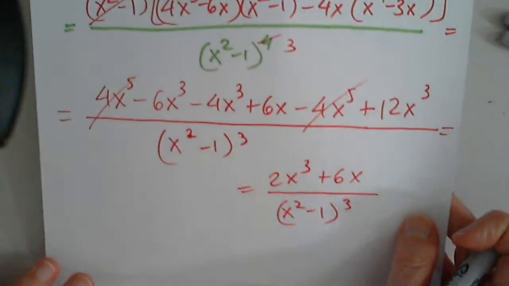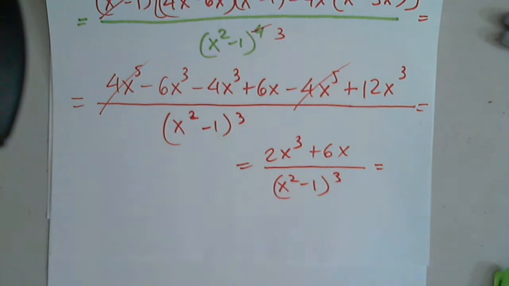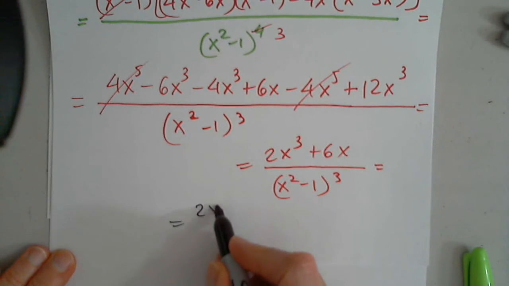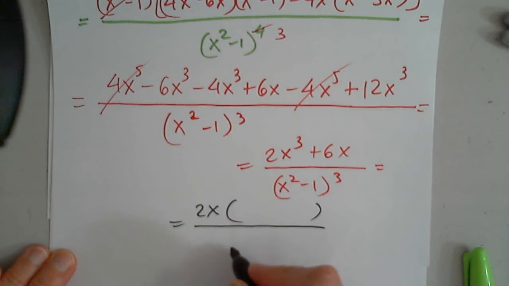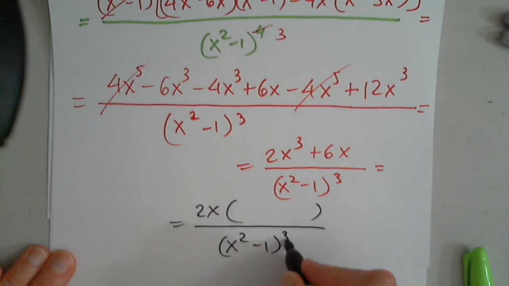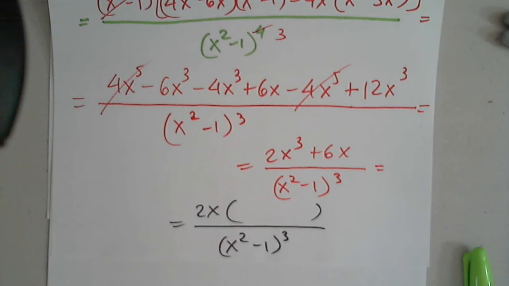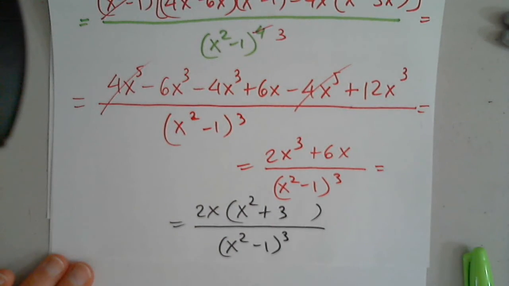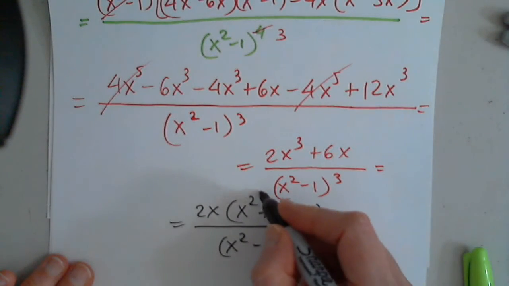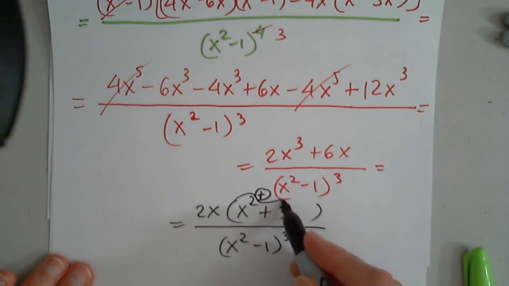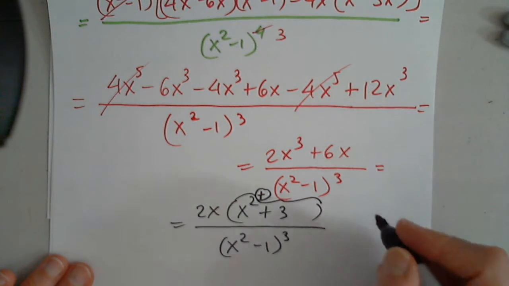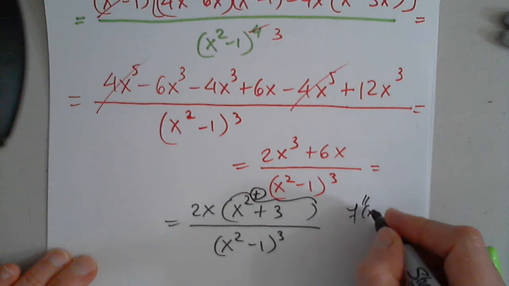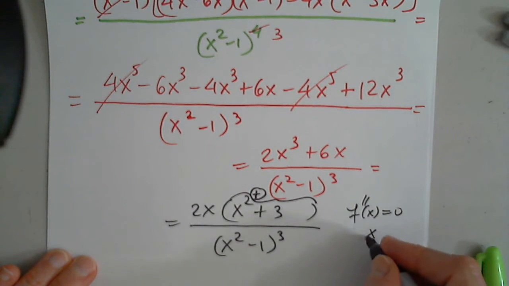But still a lot of work. What do you think I'm going to do next? For sure. Factor out 2x. Brilliant. Very good. Clean it up, what I like to say. Good. What is left in parentheses? X squared plus 3. Good. Which can never be 0, and this is always a positive number. So when I set the second derivative equal to 0, what is the only solution?